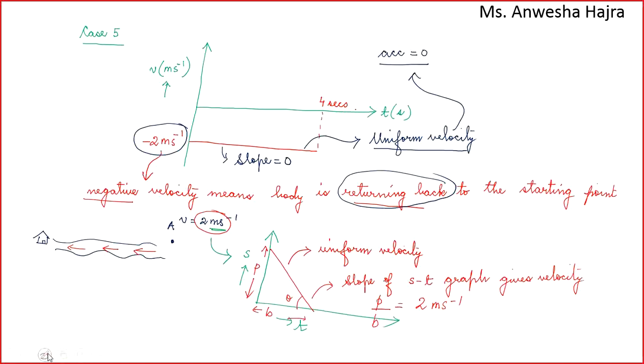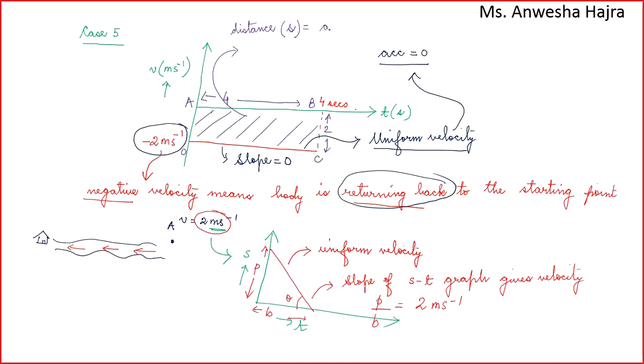and what is the distance covered if you are asked? Distance covered can be calculated by the area. What is the distance covered? It is a rectangle. Distance we will denote by small letter s. It is the area of this rectangle OABC. This is length into breadth. This is 2 and this is 4.